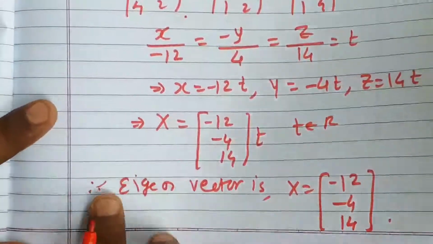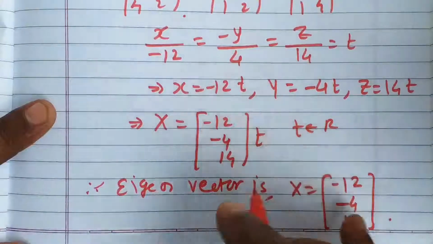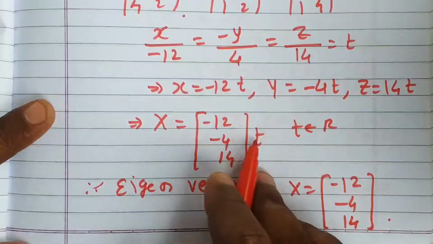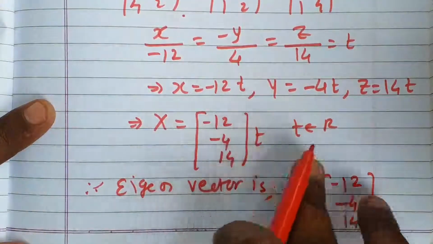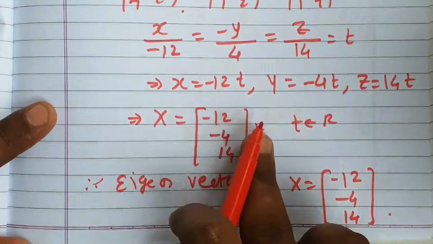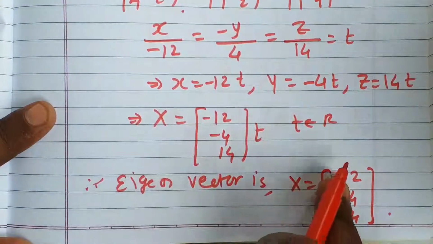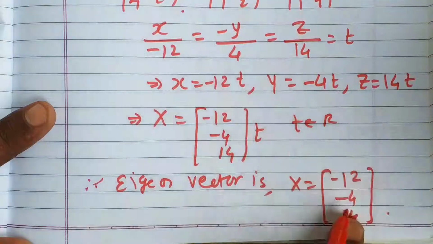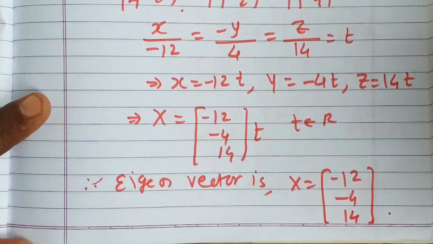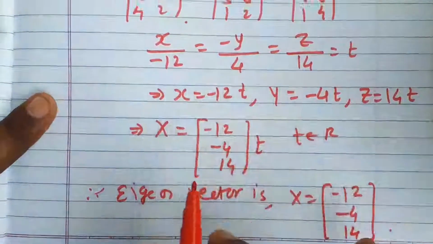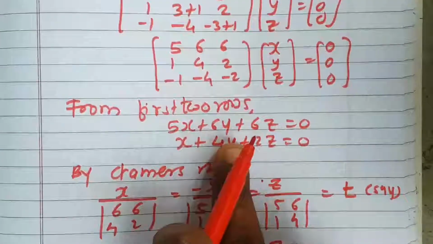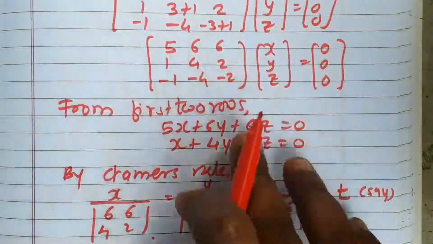Out of that, we are going to write the eigenvector corresponding to x. Put t equal to 1. For t equal to 1, whatever vector you get, that vector you need to write. Just remove this t, and you will get here -12, -4, 14. So this will be the eigenvector corresponding to the eigenvalue -1. So you just need to understand the calculation of this step, how we are writing the equations.